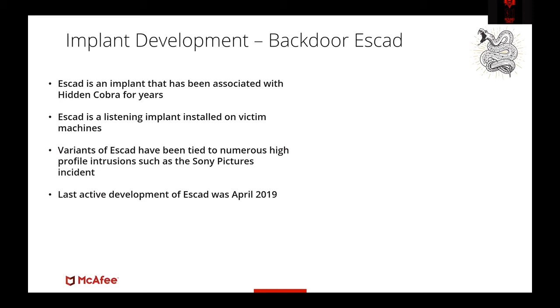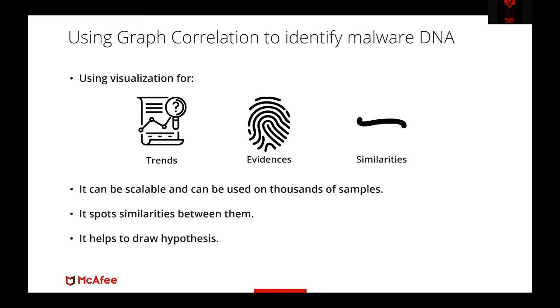So moving on, my colleague Thomas here is going to talk a little bit about using graph correlation to identify malware DNA. Thomas? Thanks, Ryan. So let's talk about graph correlation. Ryan was talking about analyzing samples and trying to find a relationship between them, understand the functionality and so on. But everyone knows that when you have to deal with thousands of samples, it can be very difficult to understand the same functionality and the code sharing between the different samples.